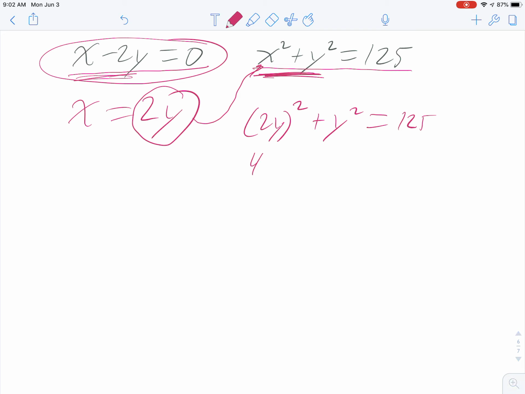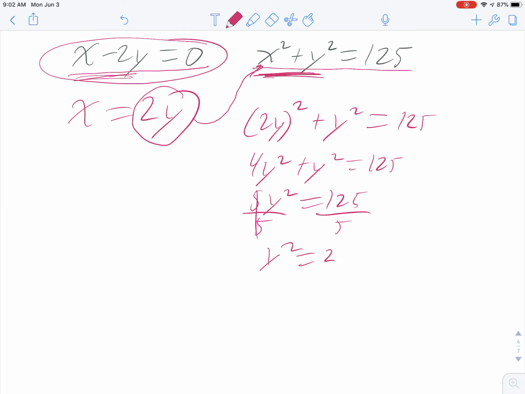So now I'm going to go ahead and solve this. So this is 4y squared plus y squared equals 125. So that's 5y squared equals 125. And I'm going to divide both sides by 5, and I've got y squared equals 25. And now this is a quadratic. There's no y term in this one, and so you could solve this by square rooting both sides. So I'm going to square root both sides.